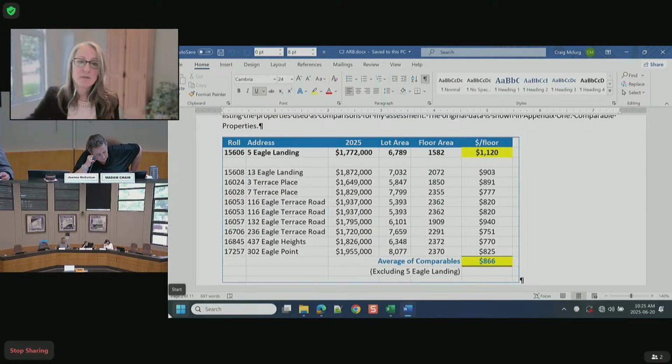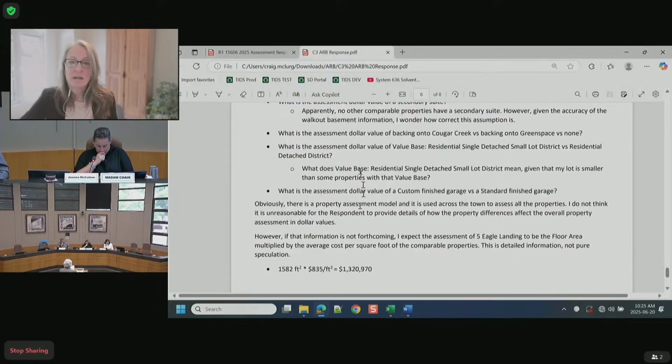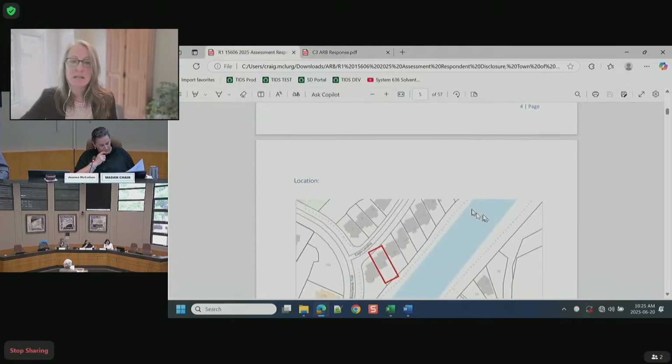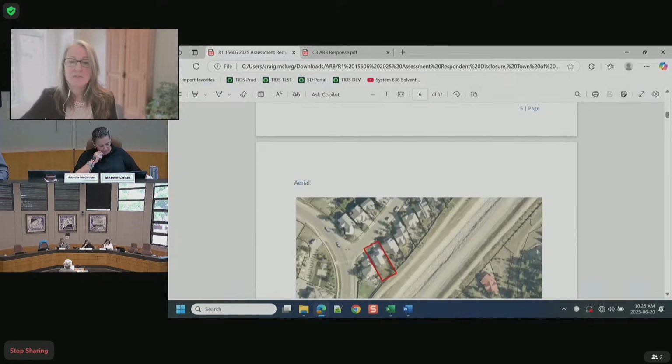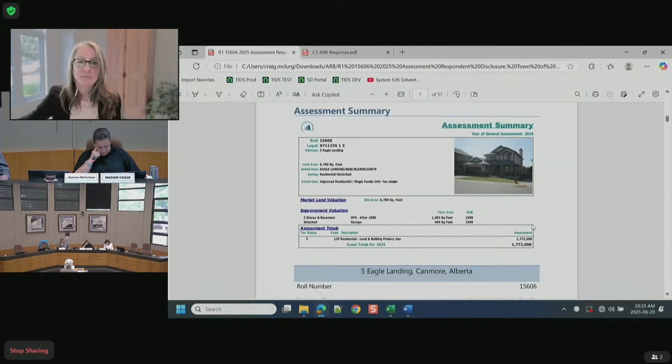So on pages 4 through 7, we've got a photo of the exterior of the property as well as some aerial maps to show where the location of the subject property is in relation to their neighborhood. The subject property is a detached residential home located at 5 Eagle Landing, and it backs onto Cougar Creek. It was constructed in 1998, and it's zoned R1, which is residential detached zoning, and the assessed value for 2024 is $1,772,000.